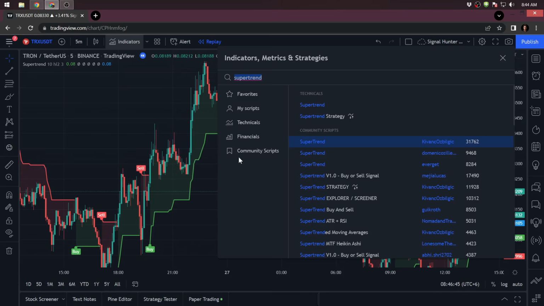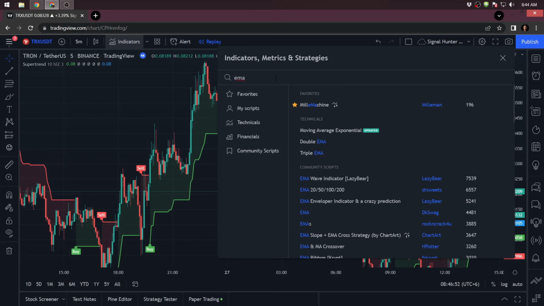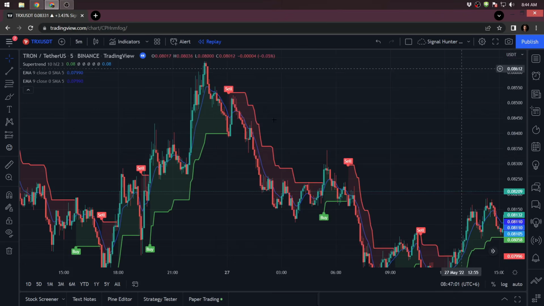So now I want to add our second indicator, EMA. So I simply write here EMA. On the right side here you can see the moving average exponential indicator. So I simply click to add it on my chart one time, and click to add it on my chart a second time. Alright, we have successfully added two indicators on our chart.